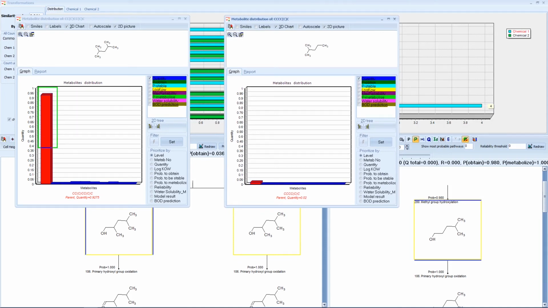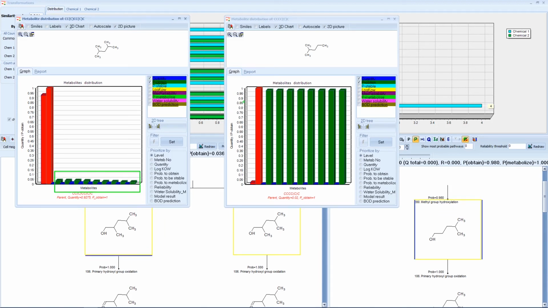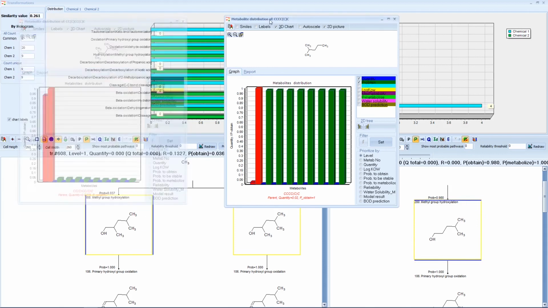Chemical 1 is really stable as a parent, whereas chemical 2 is exhausted as a parent at the 28th day. Moreover, the probabilities of the metabolites to be generated are different. Very low probabilities of generation of metabolites for chemical 1 and high probabilities of generation of metabolites for chemical 2. This explains the different amounts of the parent chemicals, and this is the reason for the conflicting predicted BOD values.